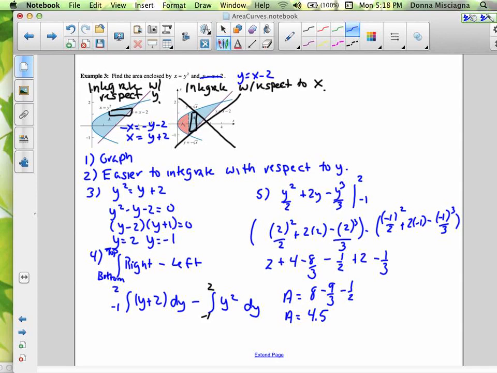So we'll have 2 plus 4 minus 8/3 minus 1/2 plus 2 minus 1/3. So we can combine the 2, the 4, and the 2. That becomes 8. The negative 8/3 and negative 1/3 becomes negative 9/3. That's just 3. So we have 8 minus 3 is 5, minus 1/2 is 4.5.